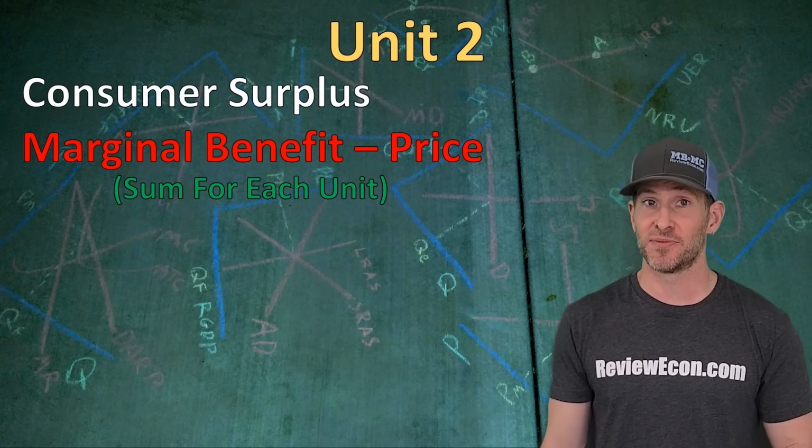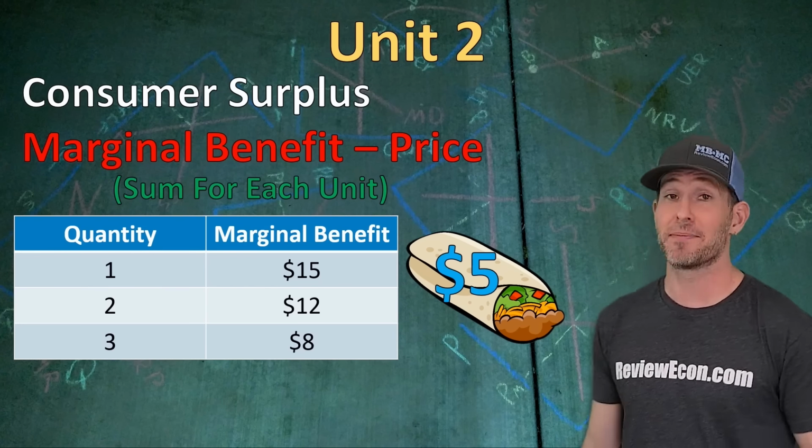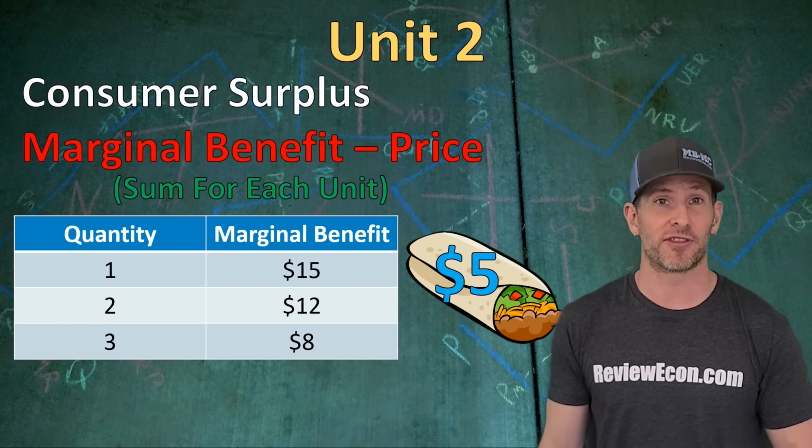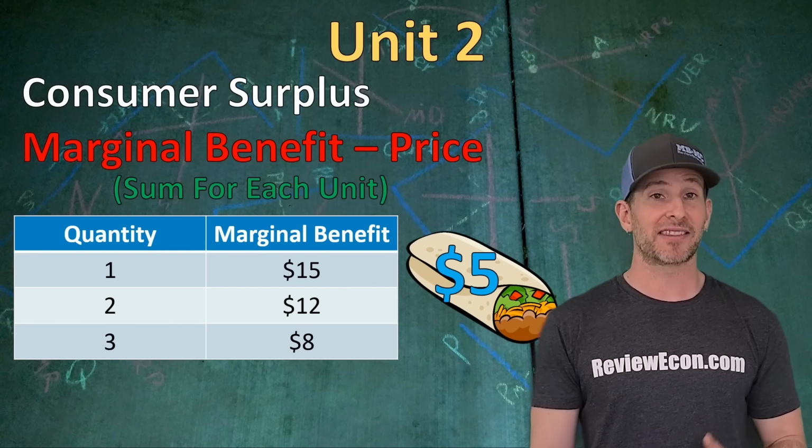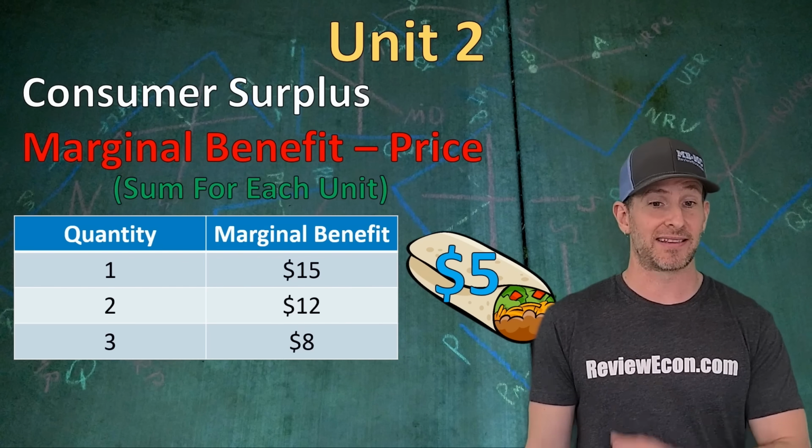Well, I like burritos, and burritos are $5 each. And here we have a table showing my marginal benefit for each of 3 burritos. If I consume 3 burritos this week, what is my consumer surplus? To calculate that consumer surplus, I'm going to take the marginal benefit of each unit and subtract the price. Sum it all up together, and there's my math, and that's $20 worth of consumer surplus. It's the benefit of all of those units minus the price of all those units.